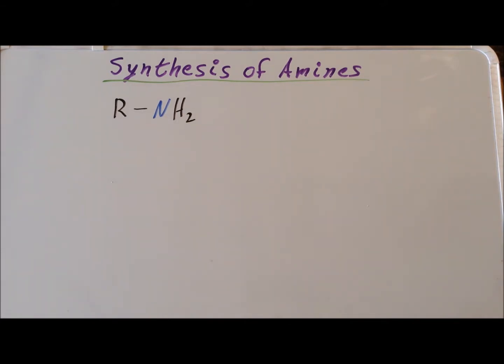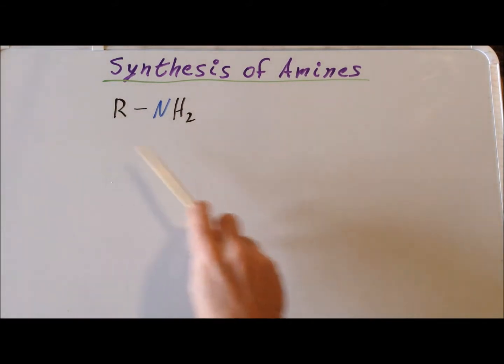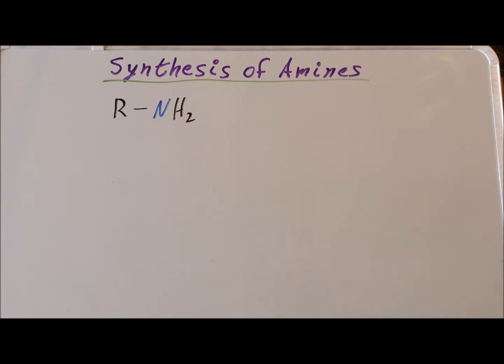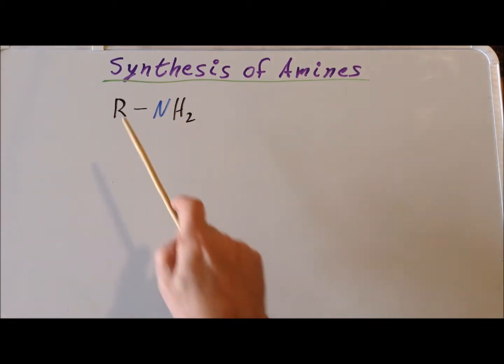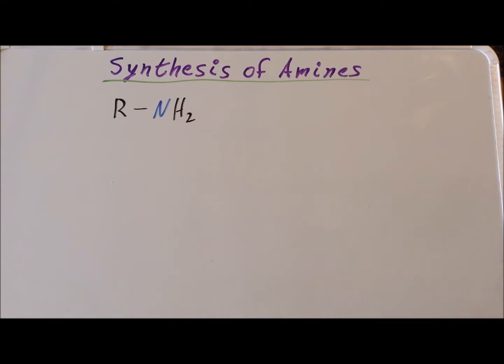Recall that a primary amine has the general structure RNH2, where we can think of one of the hydrogens of ammonia conceptually as having been replaced by some alkyl group.